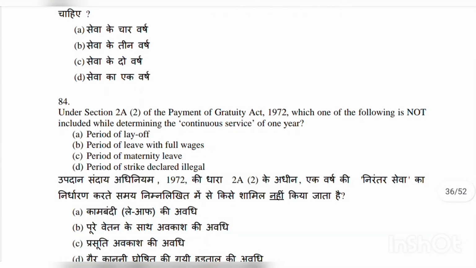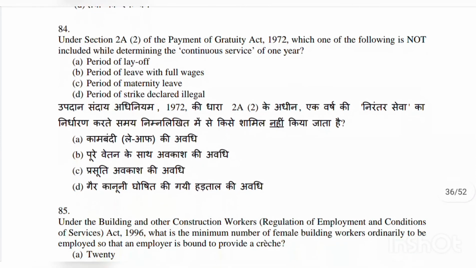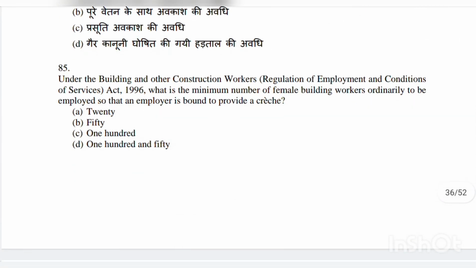Under section 2A of the Payment of Gratuity Act 1972, which of the following is not included while determining the continuous service of 1 year? Period of strike declared illegal. Under the Building and Other Construction Workers Regulation of Employment and Conditions of Service Act 1996, what is the minimum number of female building workers ordinarily to be employed so that an employer is bound to provide a creche? That is B, 50.